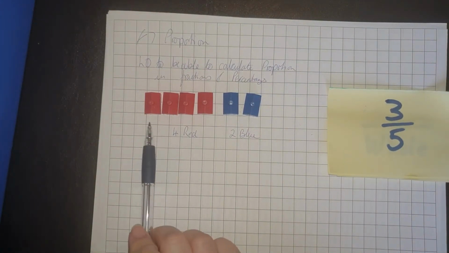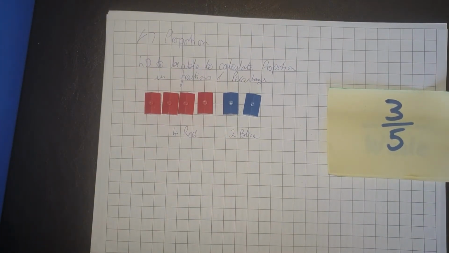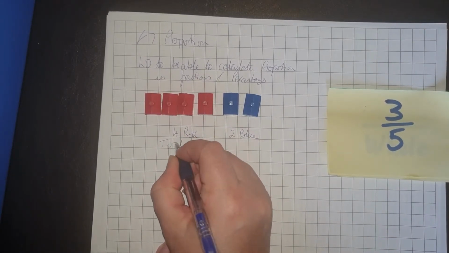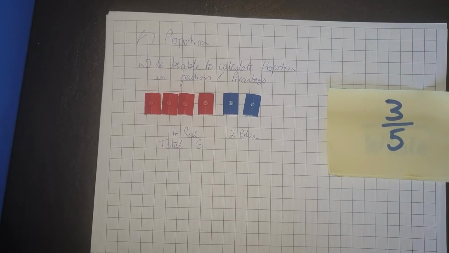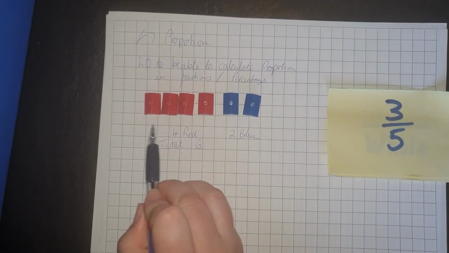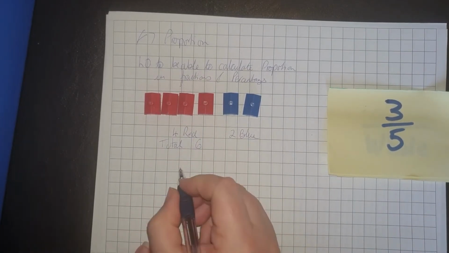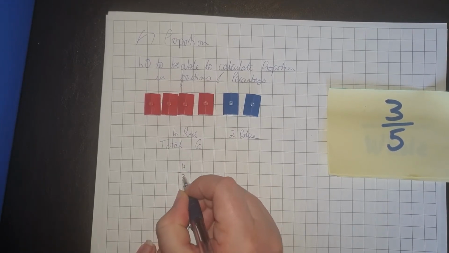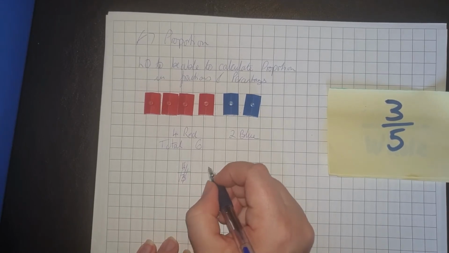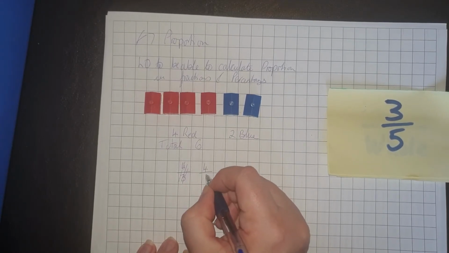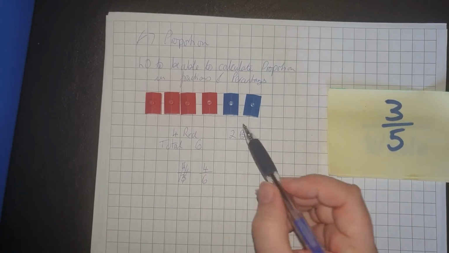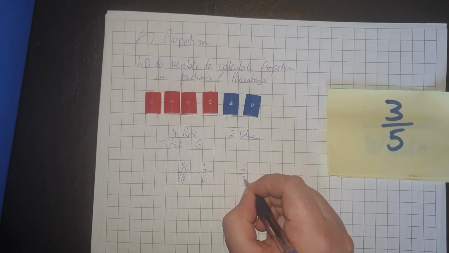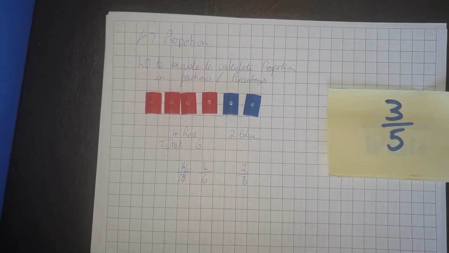So just to recap, we've got 4 red and 2 blue. Therefore, the total number of houses is obviously 6. Now, if I want to know the proportion of red, we have 4 red out of 6. If I want to know the proportion of blue, we have 2 blue out of the 6.